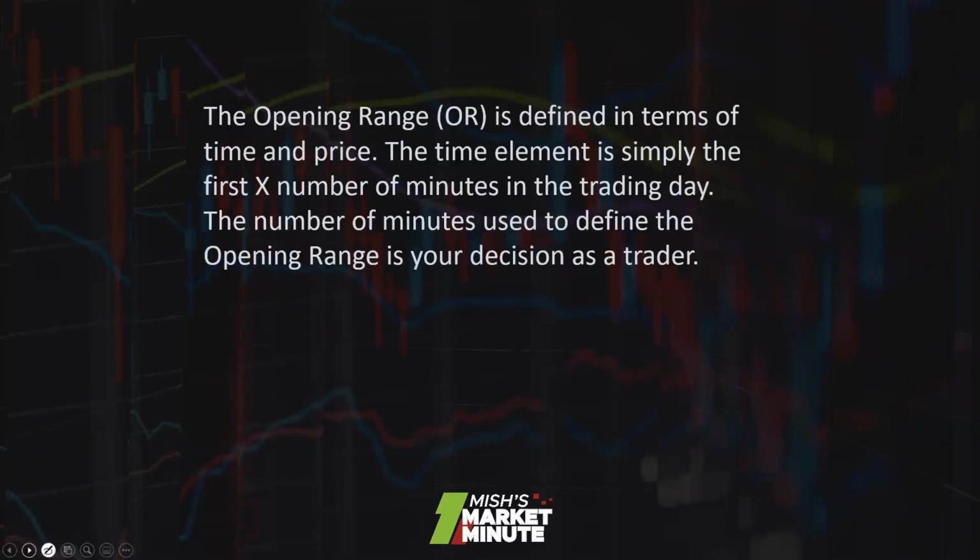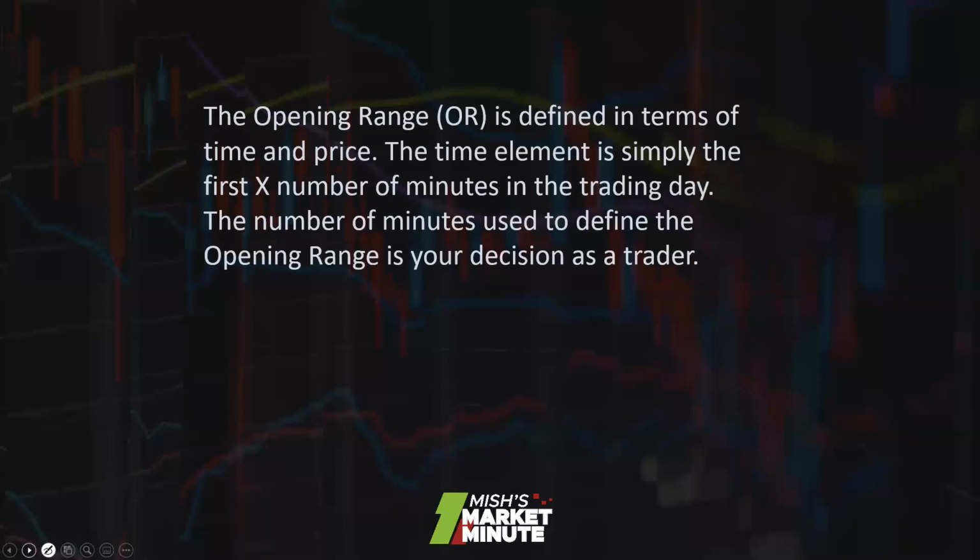So what it's defined at is based on time and price. The time element is simply the first X number of minutes in the trading day, and the number of minutes used to define the opening range is your decision as a trader. Some people like to use a very quick one: the instrument opens, it gaps up, we look at it in 2 minutes, boom, we make a determination about whether to trade it. Others use a 5-minute. We're going to focus more on the 30-minute.